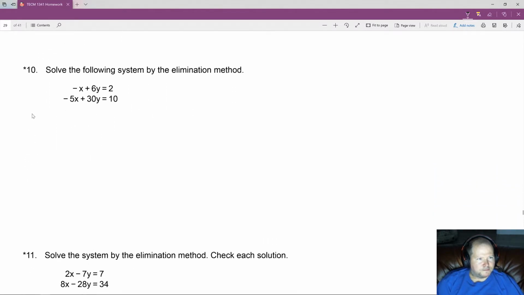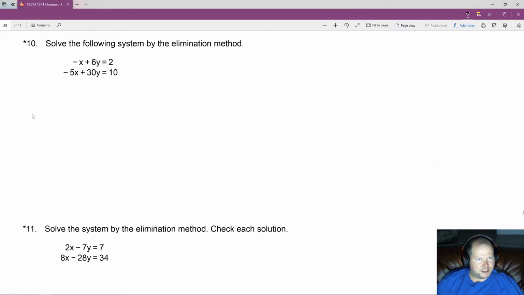So let's try on this one. We're going to solve the following system by the elimination method. This one has kind of large numbers. You could theoretically divide the second equation by 5 and reduce it, but we'll just dive in and say we didn't notice that. So let's say we want to get the least common multiple of a 1 and a 5, or a 6 and a 30. Least common multiple of a 1 and a 5 is a 5. Least common multiple of a 6 and a 30 is 30. 5 is smaller, so we're probably going to do that.